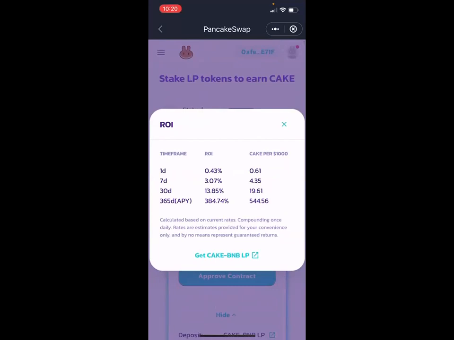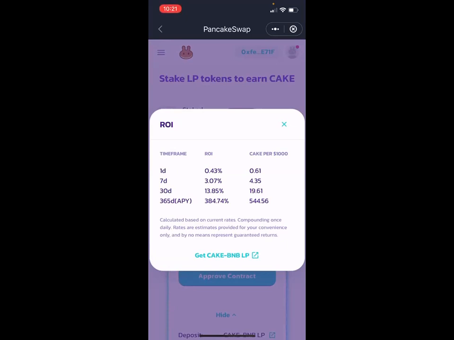So let me walk you through this chart. So you see the time frame, ROI, and cake per 1,000. So the time frame is obviously how long you left it in. Your ROI is based on how much money you have in there. So about 0.5% a day, and cake per 1,000. So when you see APY, the ROI, you're not paid in dollars, you're paid in cake tokens. So these cake tokens, per every 1,000 you put into this pool.